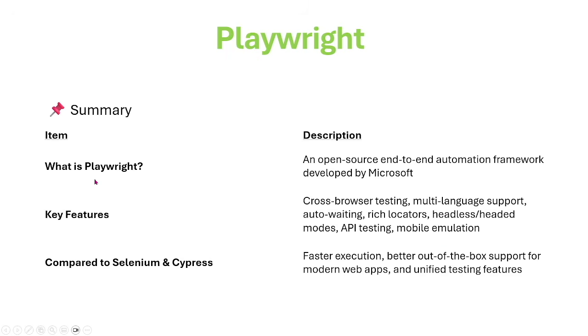What is Playwright? An open-source end-to-end automation framework developed by Microsoft. Key features: cross-browser testing, multiple language support, auto-wait, rich locators, headless and headed mode, API testing, mobile emulation. Compared to Cypress and Selenium: faster execution, better out-of-the-box support for modern web applications, unified testing feature.